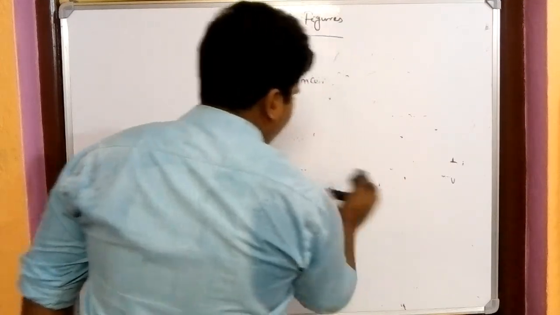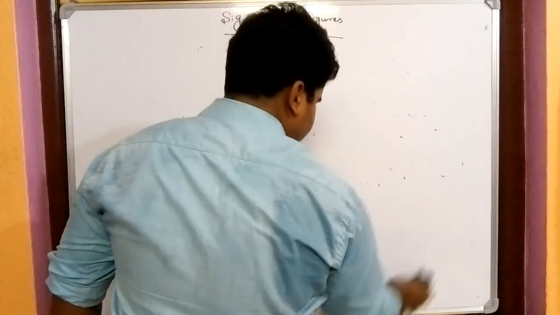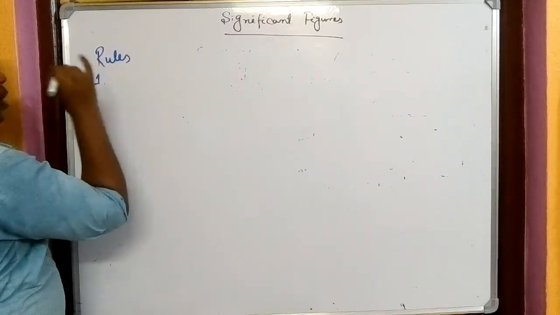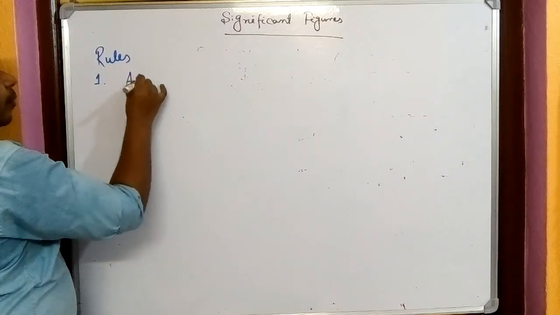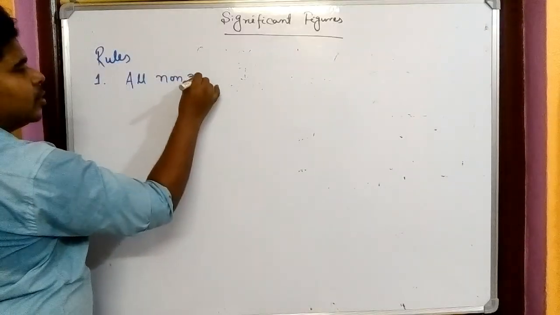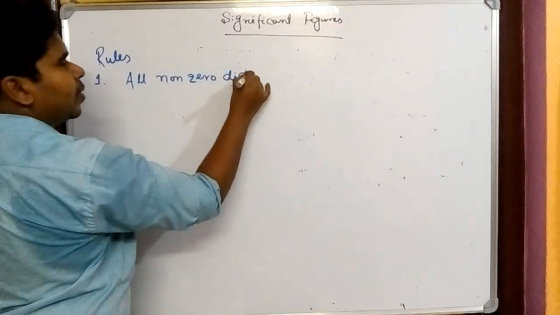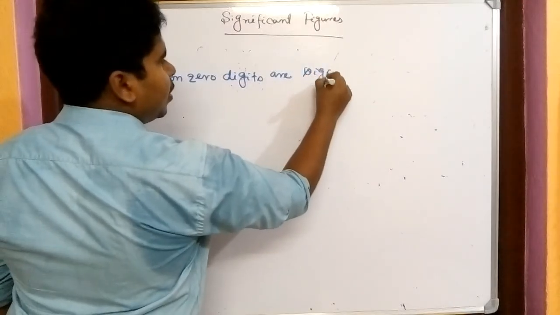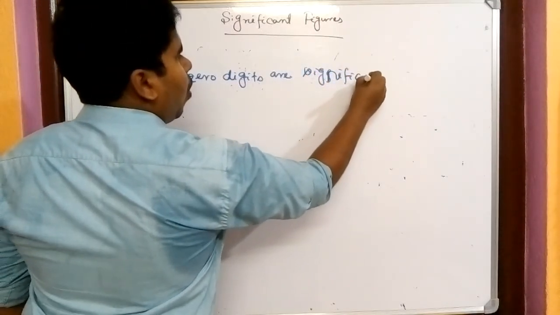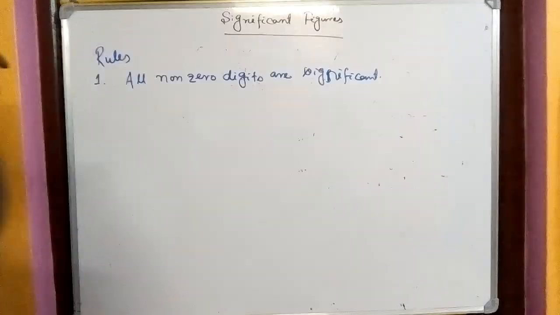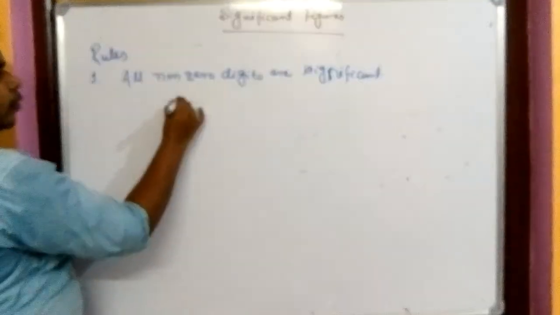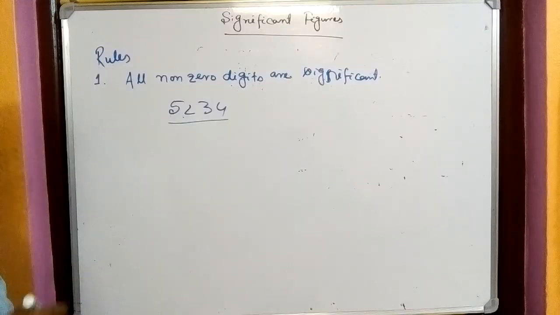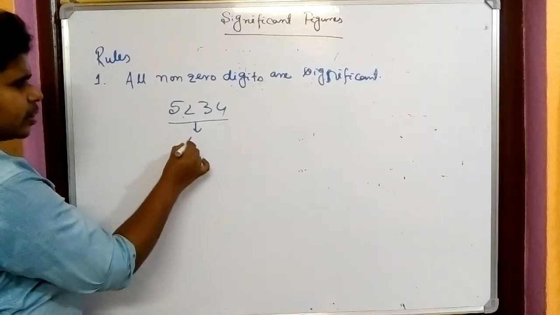Rule number 1, to find the number of significant figures. It says all non-zero digits are significant. All non-zero digits are significant. That means if I have written a number 5234, all these are non-zero. So we can say here significant figures are 4.